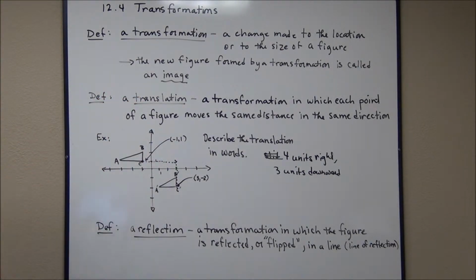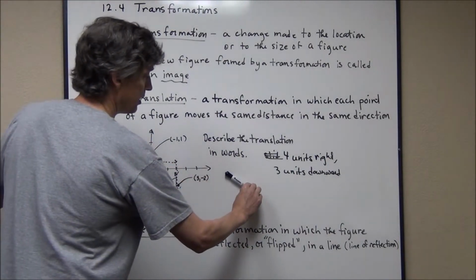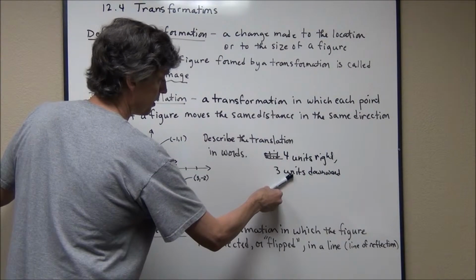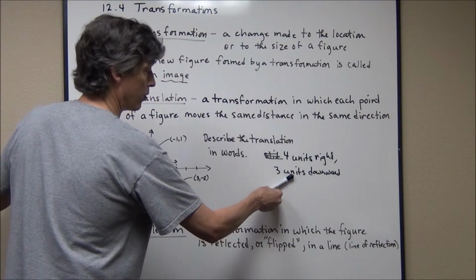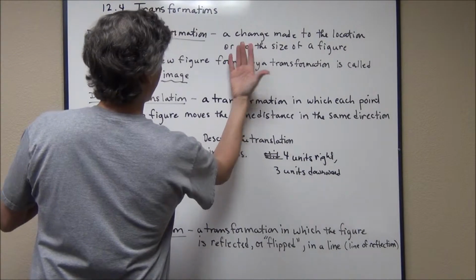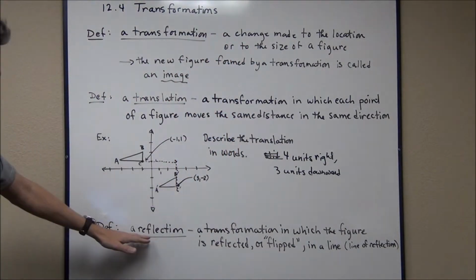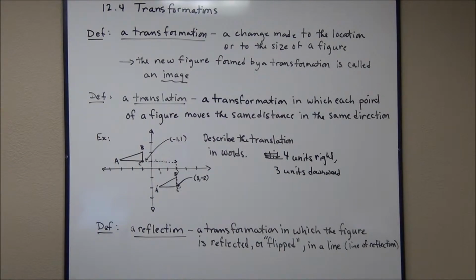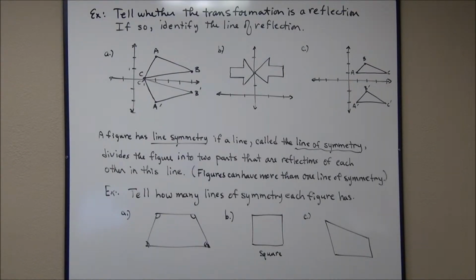A reflection's a little bit different, and we'll use a different diagram here, but it's a transformation in which the figure is reflected or flipped in a line. Now, one way that you can try to picture this is if I have this and I flip it over, let's say, a vertical line, or if I have my hand and it flips over. That's what we're talking about with a reflection. But we'll need a diagram, so we'll draw one out. Okay, now let's go to the reflection idea. It says, tell whether the transformation is a reflection. If so, identify the line of reflection. That's the line in which one side is flipped over the other.